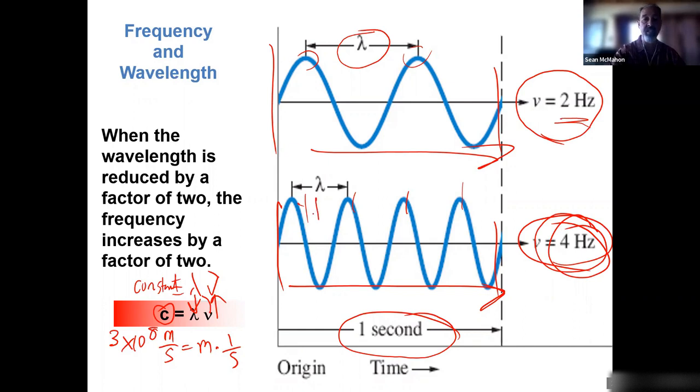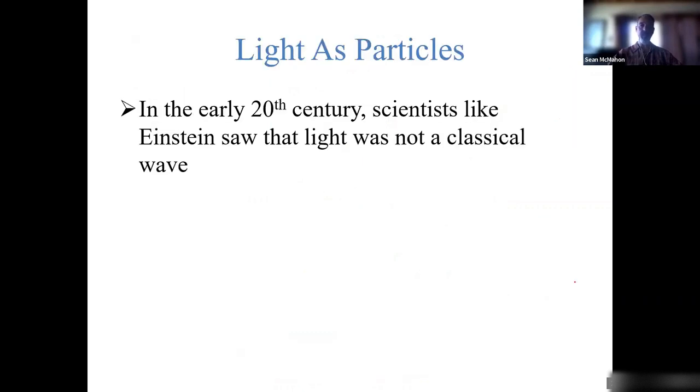So what does that mean? If I decrease wavelength, frequency goes up. They're inversely proportional, okay? Now, why am I even bringing this up?